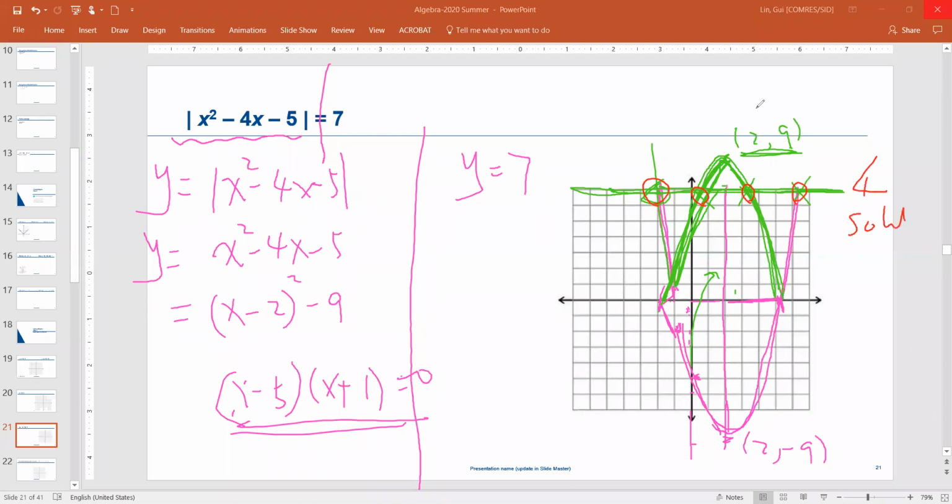So if you say y equals 9, there are 3 solutions. If y is less than 0, there are no solutions. If you are in between, 0 and 9, graphing y equal to something like 5, there are also 4 solutions.